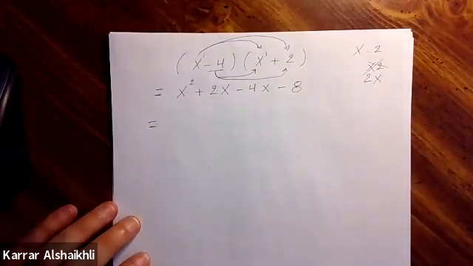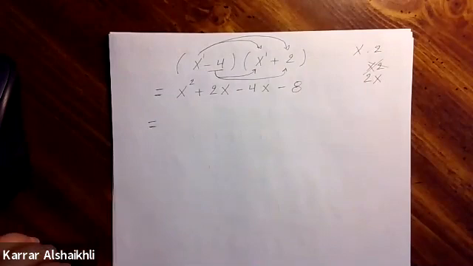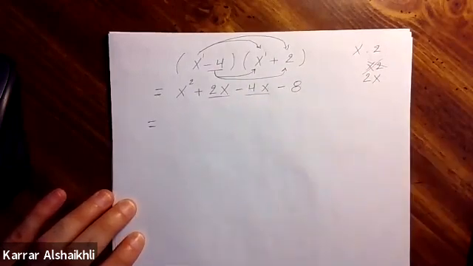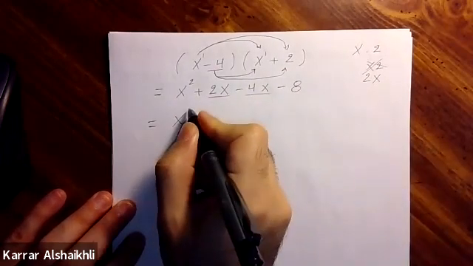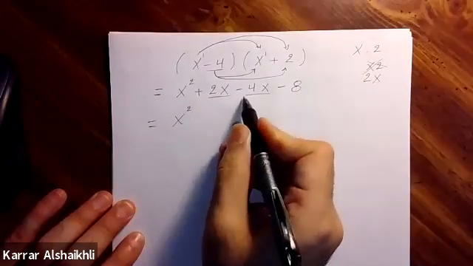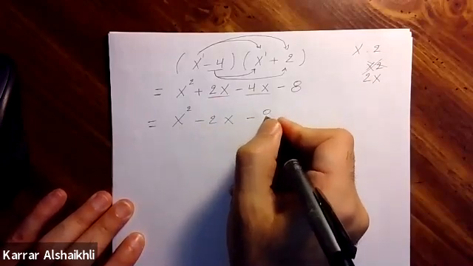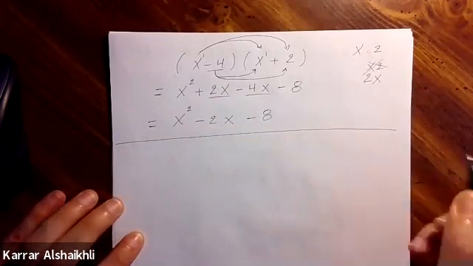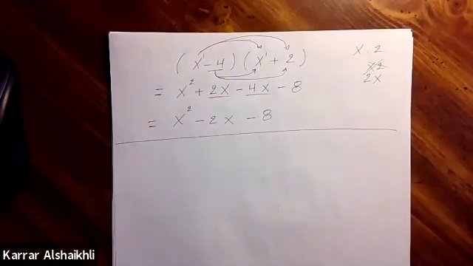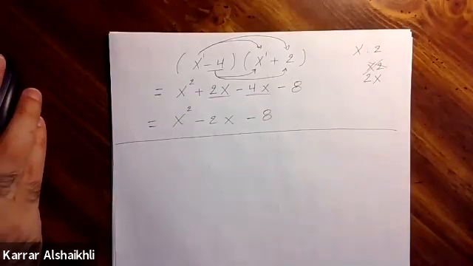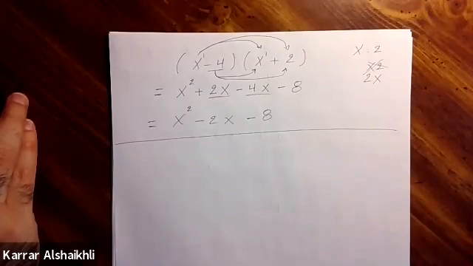We didn't finish. We have to make sure all the time if there are like terms. If you check with this example, there are like terms, which are 2x and -4x. So I'm going to write down the x squared. 2 minus 4 is going to be -2x, and here is -8. Now we're done from this example. How to multiply two binomials.